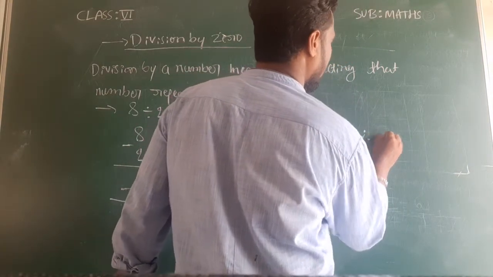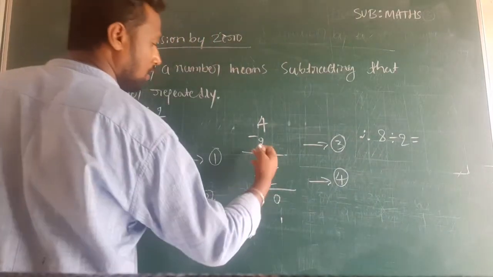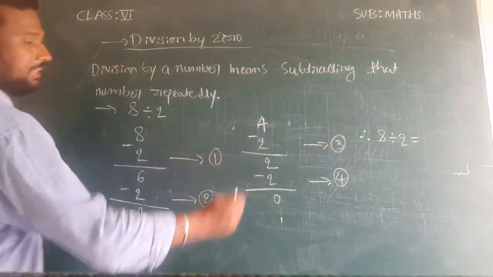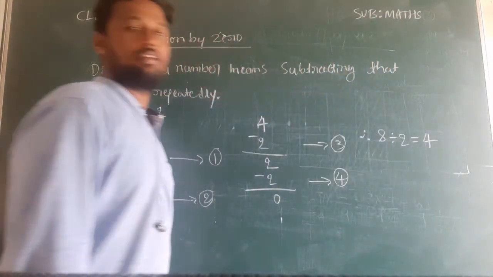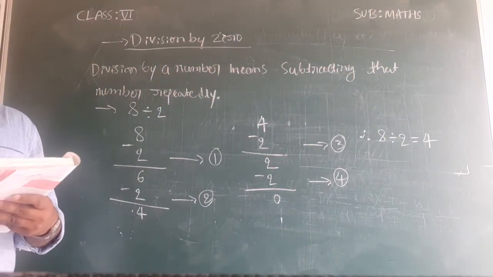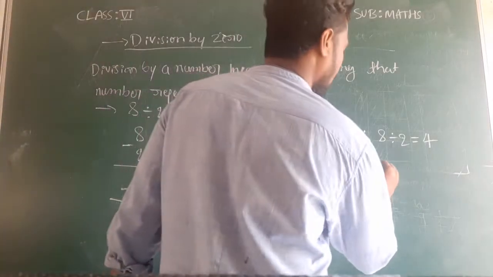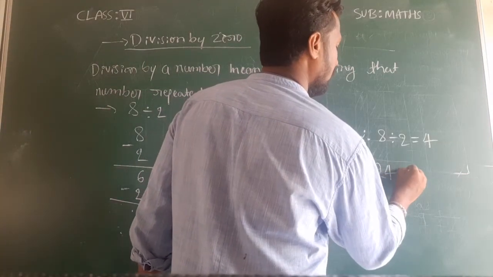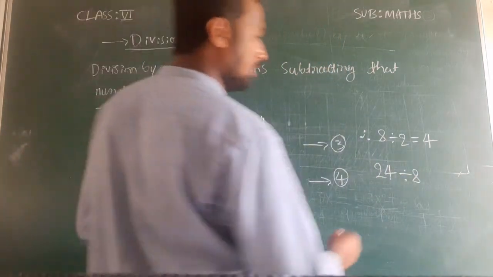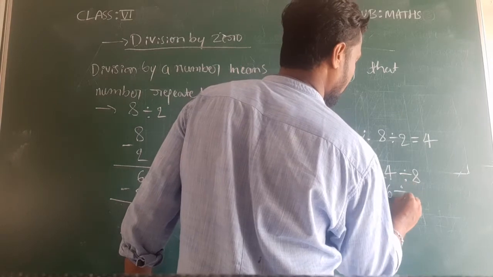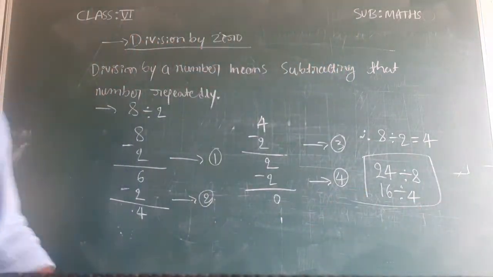Therefore we can write 8 divided by 2: we repeatedly subtracted 2, 4 times. So 8 divided by 2 means we will get 4 as the answer. Using this, try to find out 24 divided by 8 and 16 divided by 4. They have given these two questions, you have to solve this.